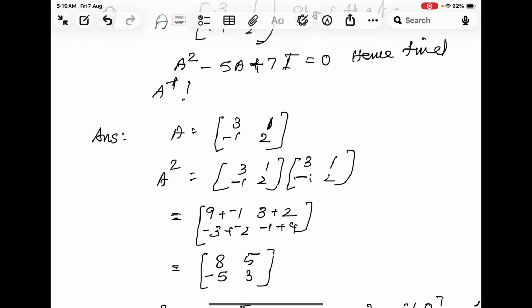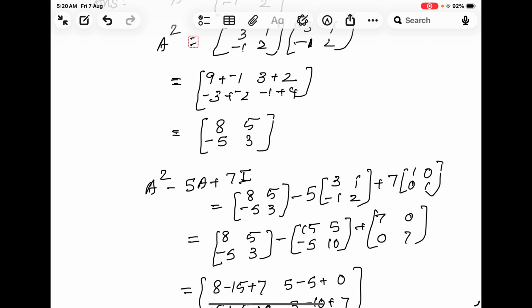Matrix 3, 1, negative 1, 2 times 3, 1, negative 1, 2. Then first row into first column, that is 3 into 3 plus 1 into negative 1. 3 into 1 plus 1 into 2. Second row into first column, negative 1 into 3 plus 2 into negative 1. Negative 1 into 1 plus 2 into 2, 4. That's equal to 9 plus negative 1, 8. 3 plus 2, 5. Negative 3 plus negative 2, negative 5. Negative 1 plus 4, 3.